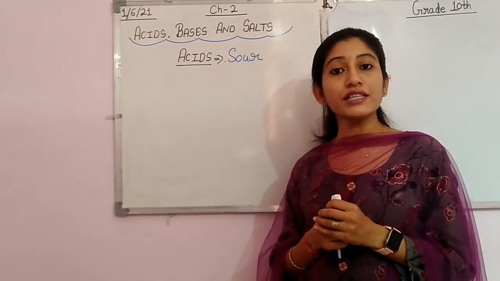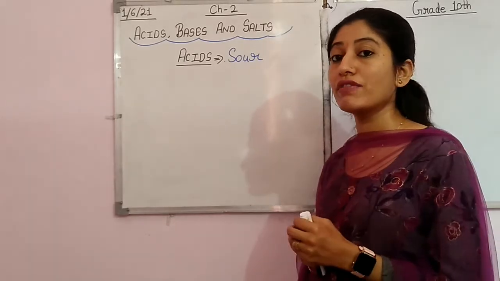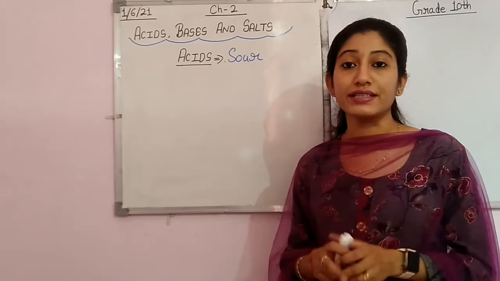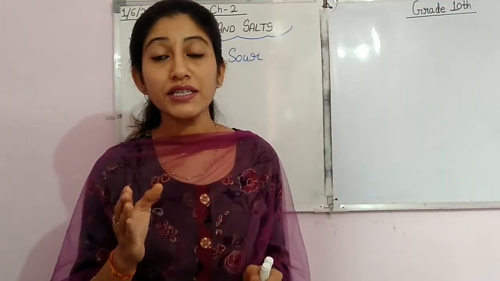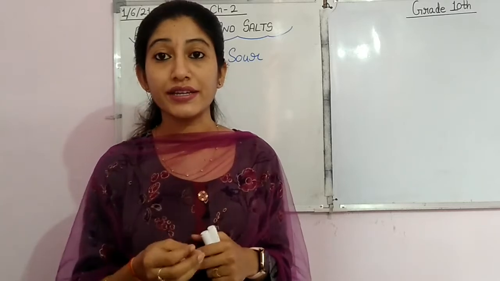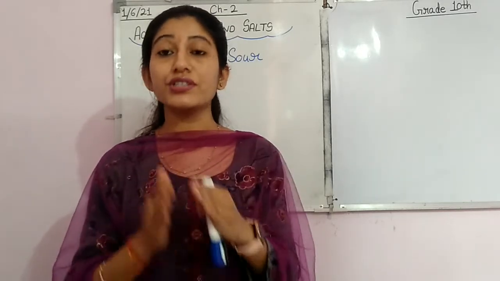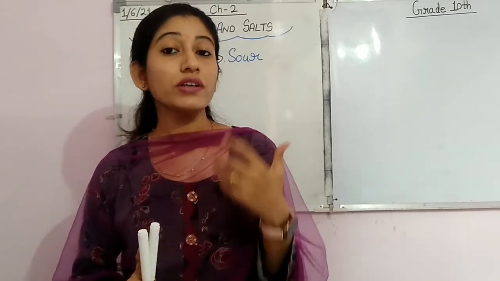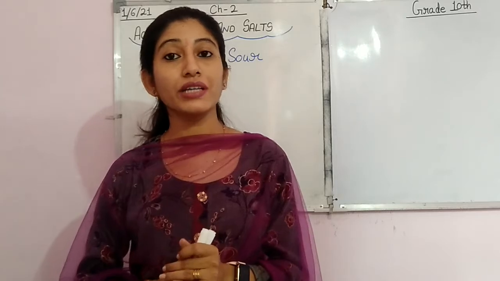So beta, for this we have some definition that tells us how we will come to know about acids. How will we identify acids? See, we can say that a substance which liberates H positive ions on dissolving in aqueous solution is called an acid. How will we come to know about the acid?